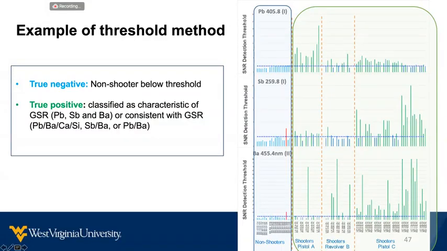A false positive will be a non-shooter skin background with elements present above that threshold, like in this example that I provided here, represented in red, in which we detected antimony and barium above that threshold for one of the non-shooter samples. Then a true positive is a shooter sample in which we detected elements characteristic or consistent with inorganic gunshot residues and are above that threshold, represented here in green. In contrast, a false negative will be a shooter sample with no detectable GSR markers.